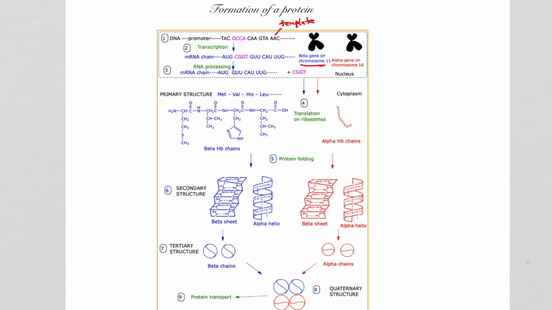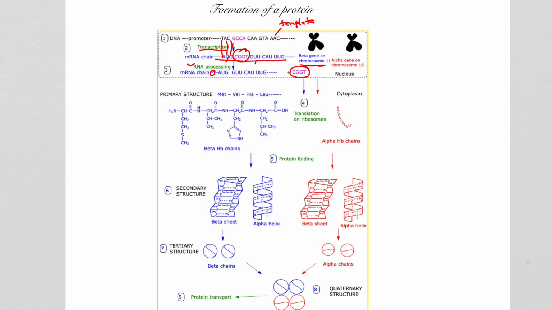This is in chromosome 11. So this strand is transcribed or copied, transcription. So the T becomes a U, C becomes a G, and so on. And that gives you the mRNA chain. And then if there are any introns, the introns are removed and the exons are joined together. And that's called RNA processing.